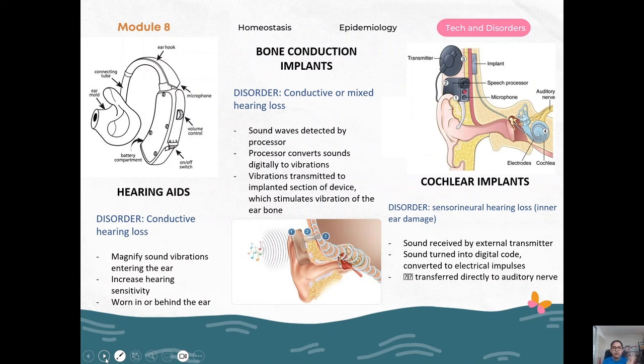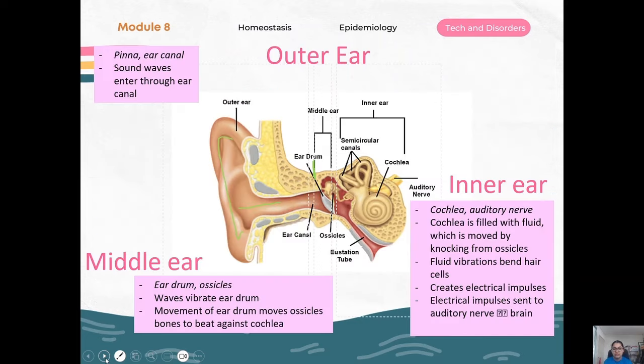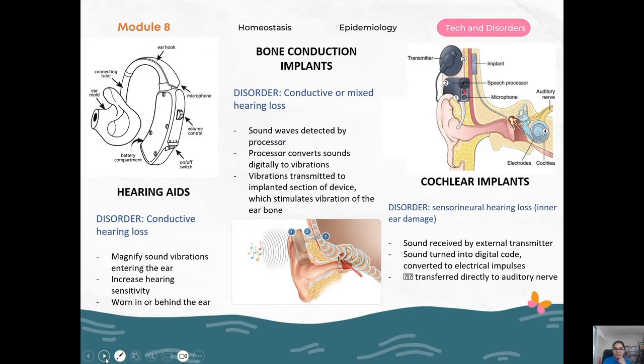To rectify disorders of the ear, we've got three different technologies. You need to remember which technology would suit which case. Conductive hearing loss is when it's affecting the outer and the middle ear. Hearing aids work for conductive hearing loss because they magnify the sound vibrations that are entering the ear. They increase hearing sensitivity, and they can be worn inside the ear or behind the ear.